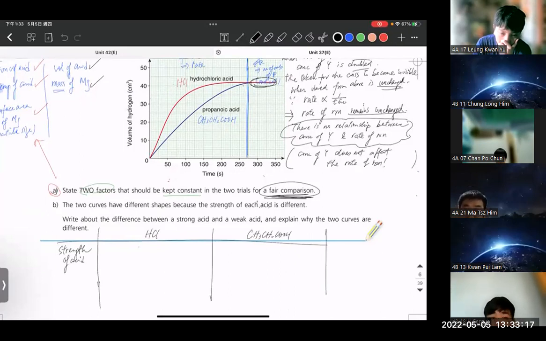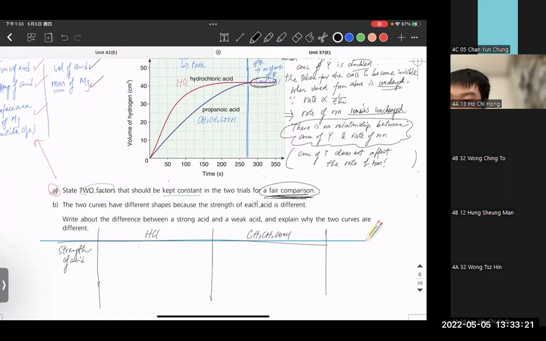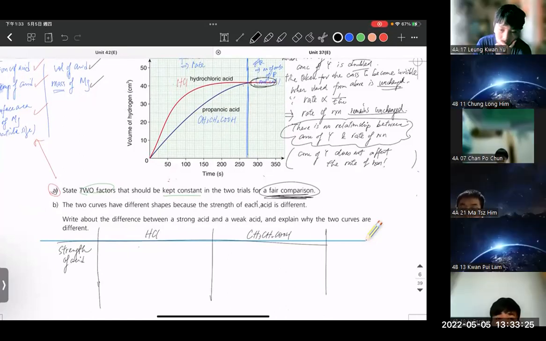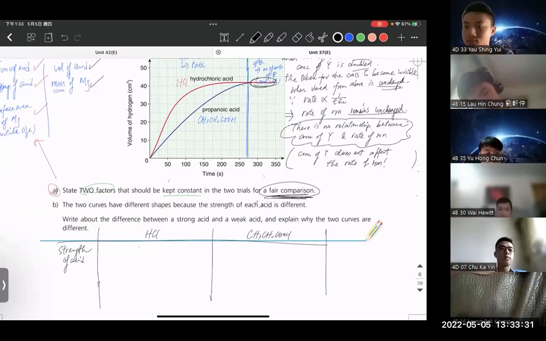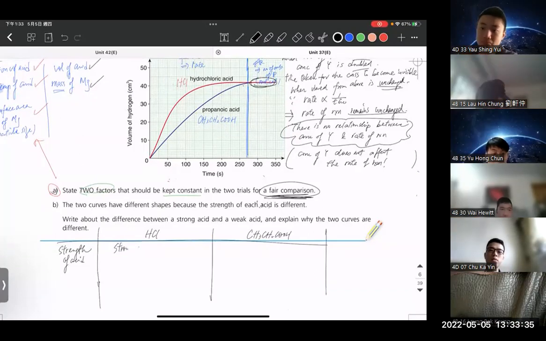HCl is a strong acid. Propanoic acid is a weak acid. Yep, HCl is a strong acid, while this one is a weak acid. So definition, please. What does it mean by strong acid and weak acid?